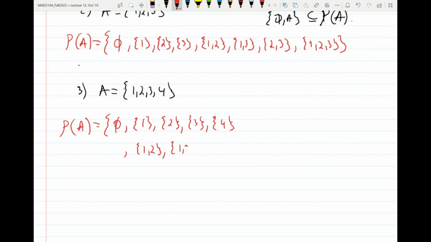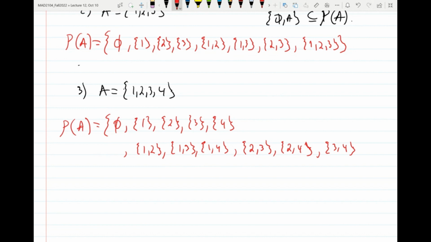Then we can do 1 with 3. Then we can do 1 with 4. And we're done with 1. Go to 2 and repeat. That will be 2 with 3, 2 with 4. We're done with 2. Now go to 3 and repeat. That will be 3 with 4. There's no need to look back because 3 with 2 we already have, 3 with 1 we already have. You understand this? You just have to look forward. And then done with length 2. Yes?